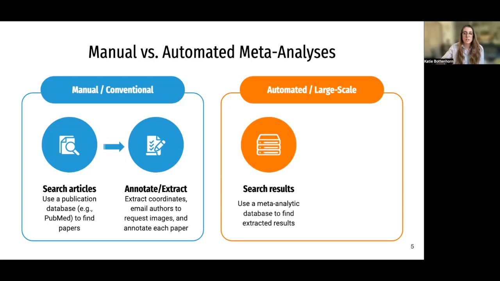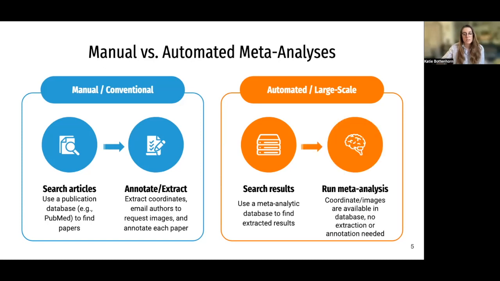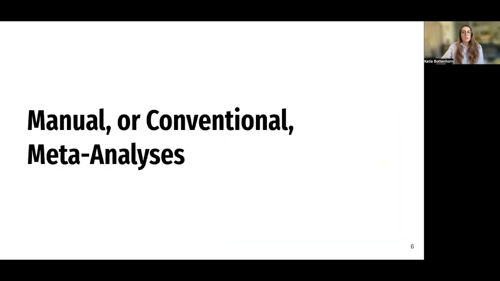On the other hand, in an automated meta-analysis, you're going to be searching a neuroimaging meta-analytic database to find already extracted results, and then you'll just meta-analyze them. So you get to skip a lot of steps. A little bit more information on what those steps are.